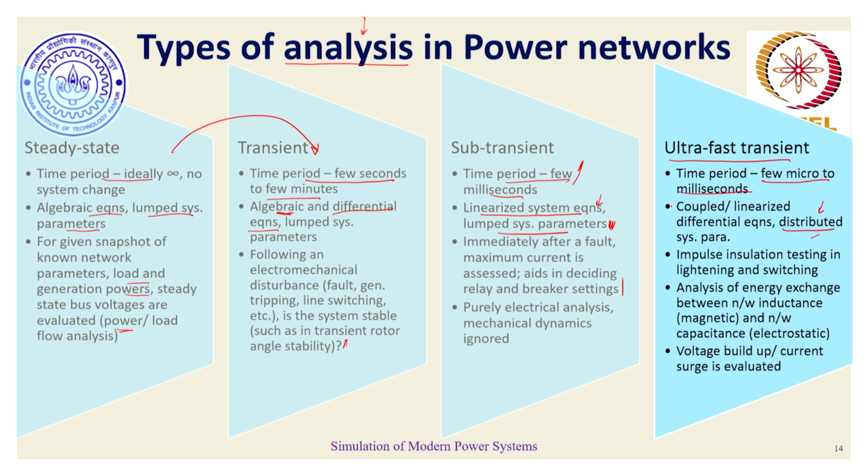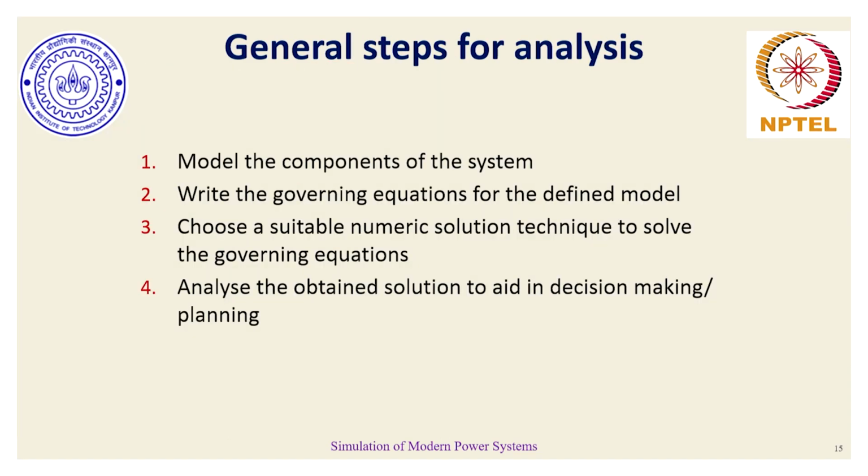Ultra-fast transient analysis would involve such analysis, and eventually it helps in insulation testing and protecting the network during lightning and switching events. So in general, our overall power network analysis is all about a trade-off between accuracy and the time involved in getting that value.